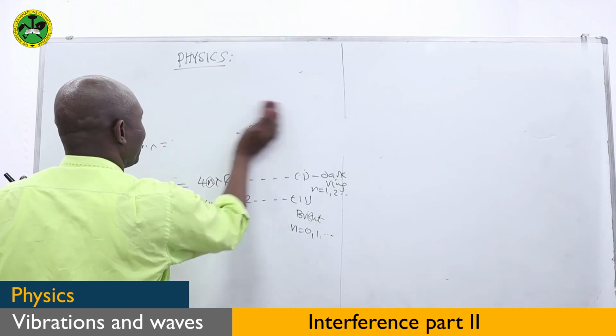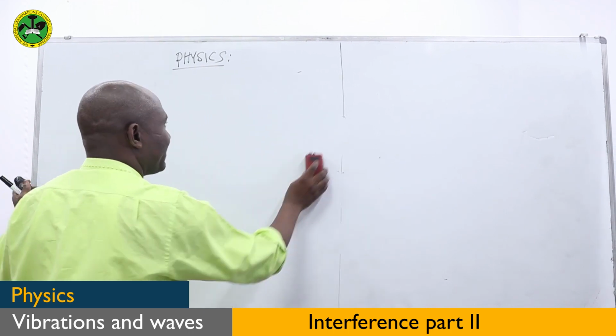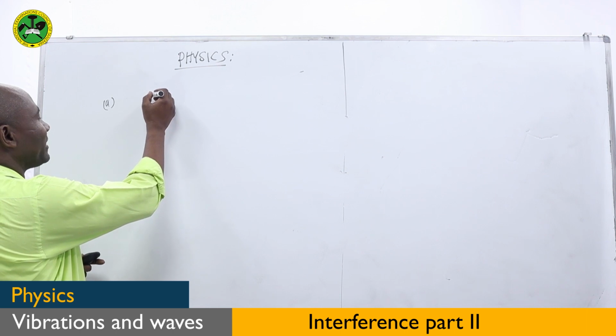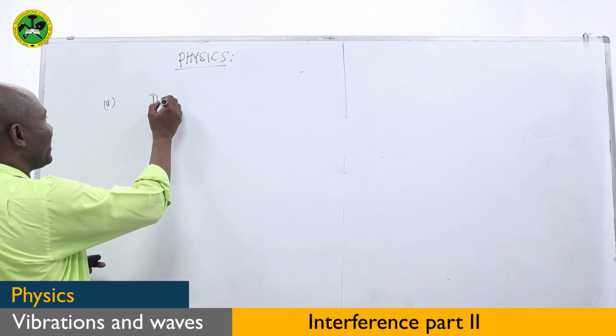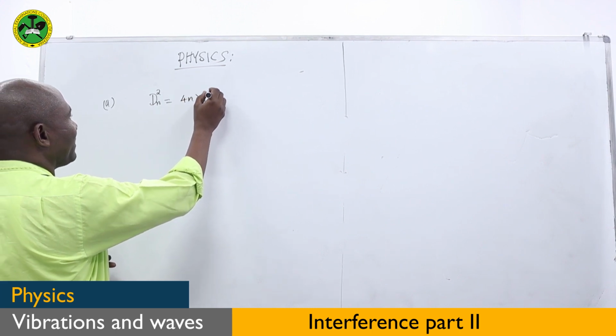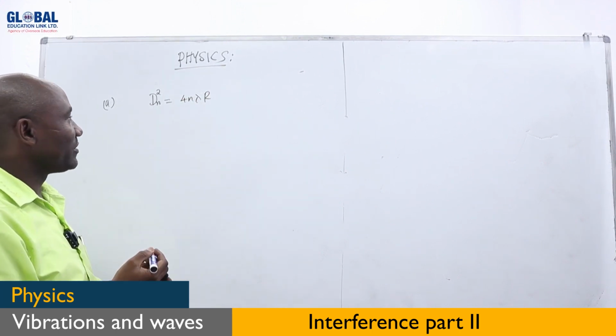So from this question, you can see it is an experiment which has been done. Step number 1, you're supposed to find the radius of curvature of the lens surface. The formula is talking about the diameter of the dark ring, given by 4nλR. This is the formula you did.